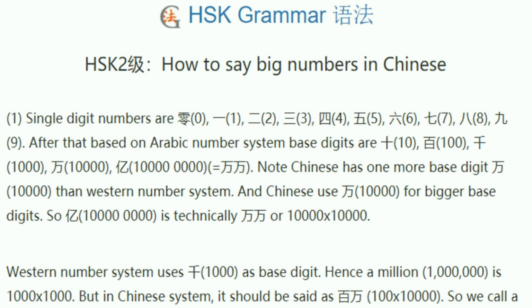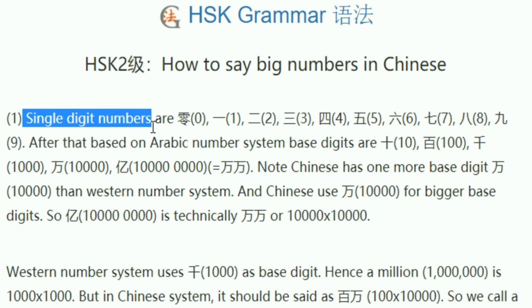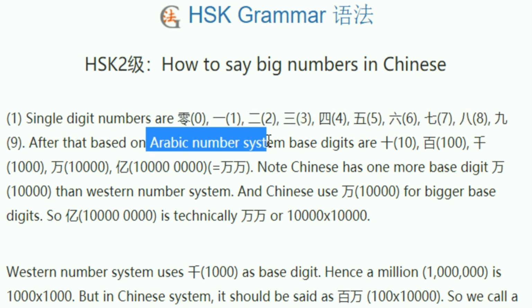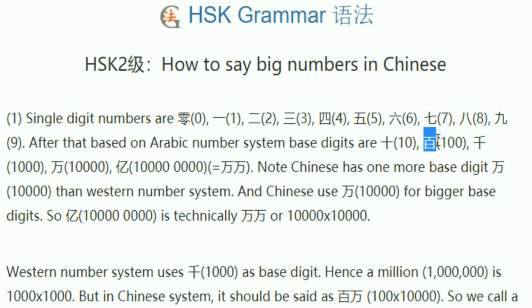HSK Grammar, HSK 二级: How to say big numbers in Chinese. Single digit numbers are, in Chinese, 0、1、2、3、4、5、6、7、8、9. These are single digits. After these single digits, based on the Arabic number system, the base digits or base places are 十、百、千. In Chinese, we have another one called 万, meaning 10,000.